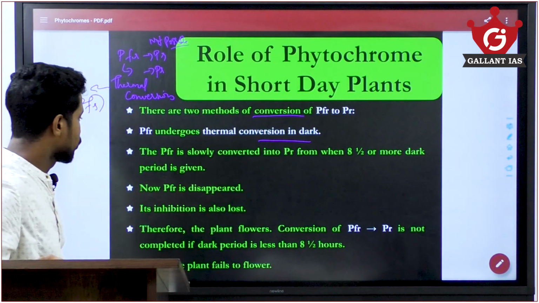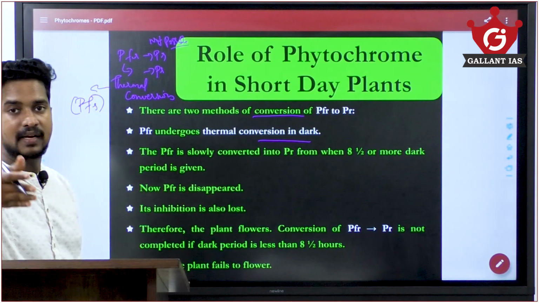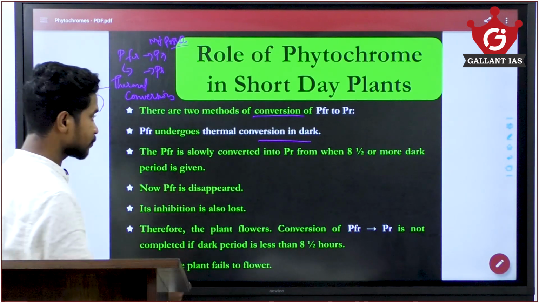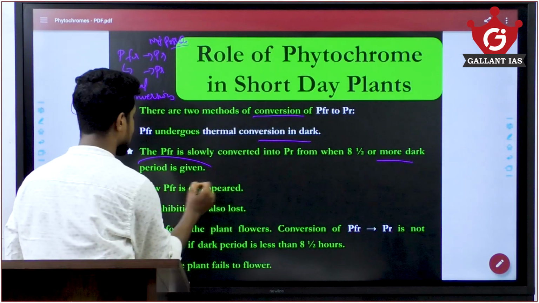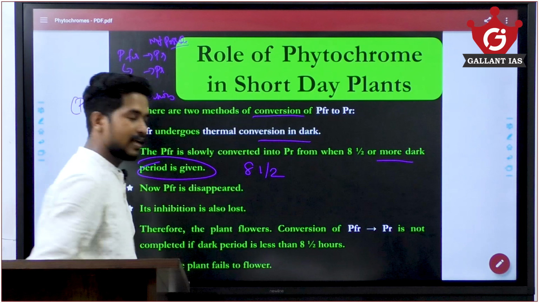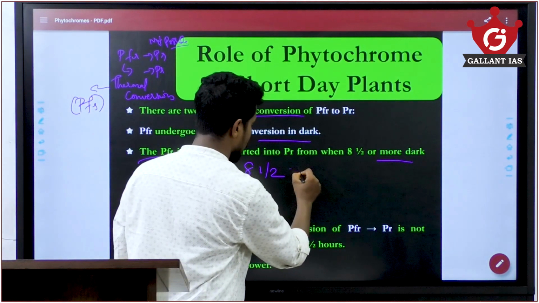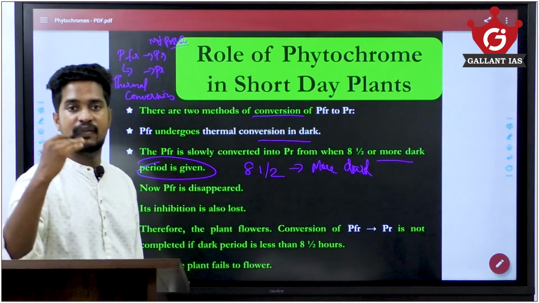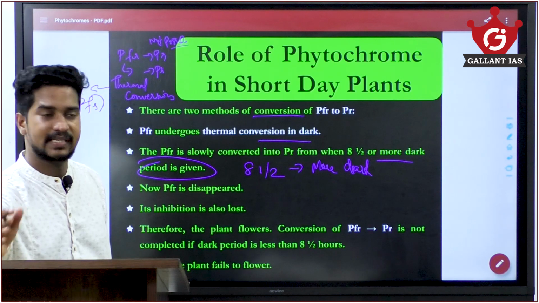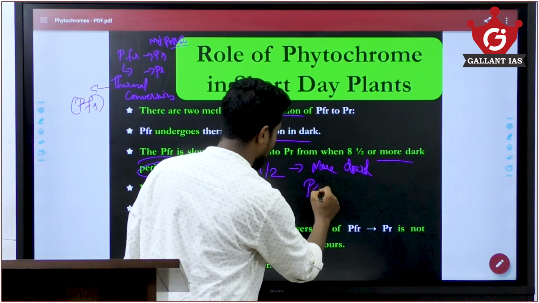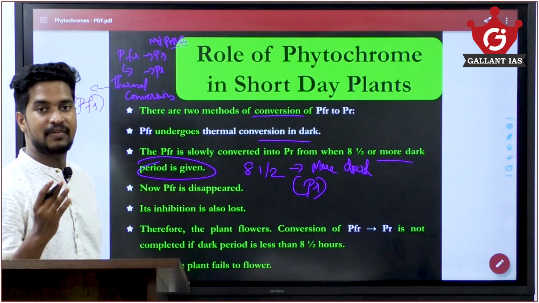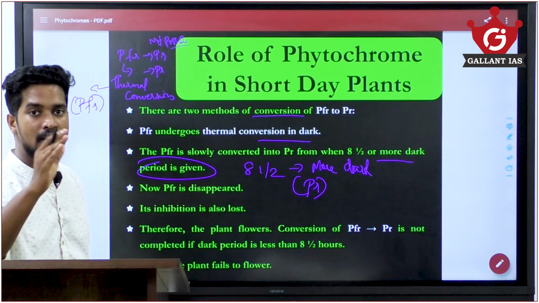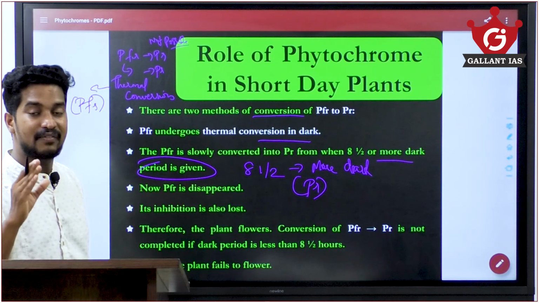PFR undergoes thermal conversion in the dark. Therefore, PFR is slowly converted back to PR when 8 and a half or more hours of dark period is given. Whatever PFR accumulates at the end of the light period is converted back to PR. So for flowering in short day plants, a minimum of 8 and a half hours or more of darkness is necessary.